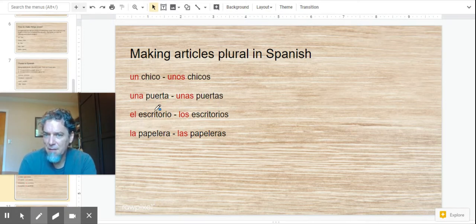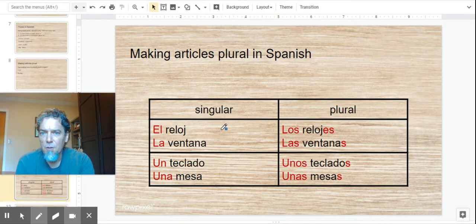El, the escritorio, the desk. The desks, el would become los. La papelera would be las papeleras. So we're left with el reloj, singular. El reloj becomes los relojes. La ventana, las ventanas. Un teclado, unos teclados. Una mesa, unas mesas.